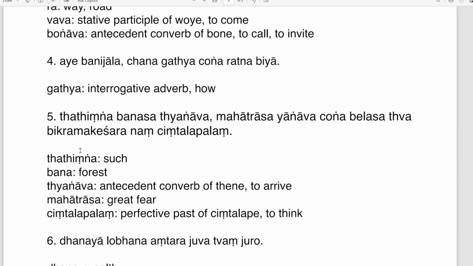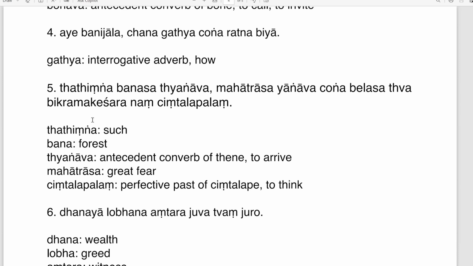Any questions? Okay, if not, then we can move to the fifth one. This one is a bit long. Anyone would like to give it a try? I can try. Oh, please go ahead.